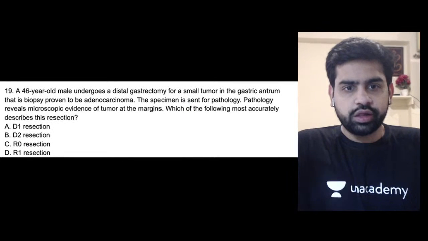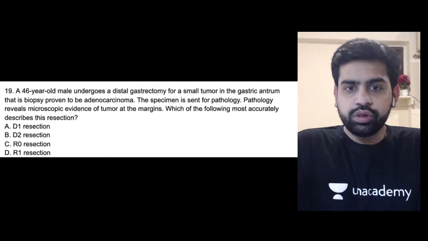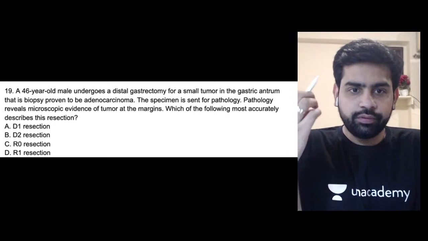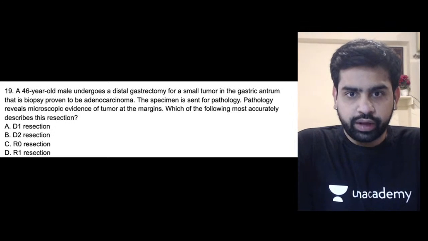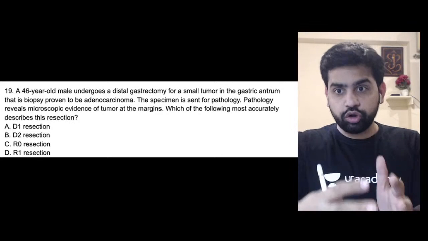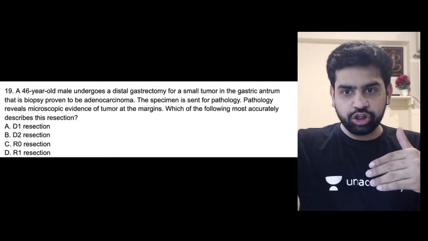There is a 46-year-old male who undergoes a distal gastrectomy for a small tumor of the gastric antrum, and the biopsy proved to be adenocarcinoma. That's fine. Whenever you go ahead and operate on any particular tumor, you remove the gross specimen, and at the same time you have a margin of resection.